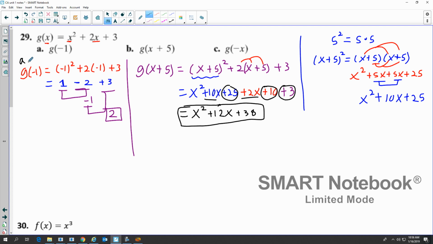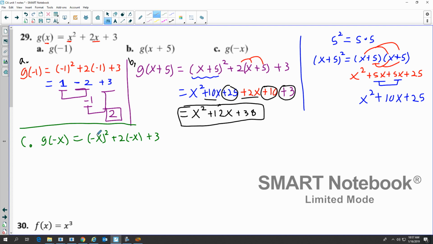So let's see, this is A, B, and then I'm going to go ahead and try to fit in C right here at the bottom. C shouldn't take up too much room. So part C, we're seeing another one of those negative x's. So I'm going to plug in negative x here. So let's see, that's going to be interesting. So let's see, negative x squared plus 2 times negative x, and then a plus 3.